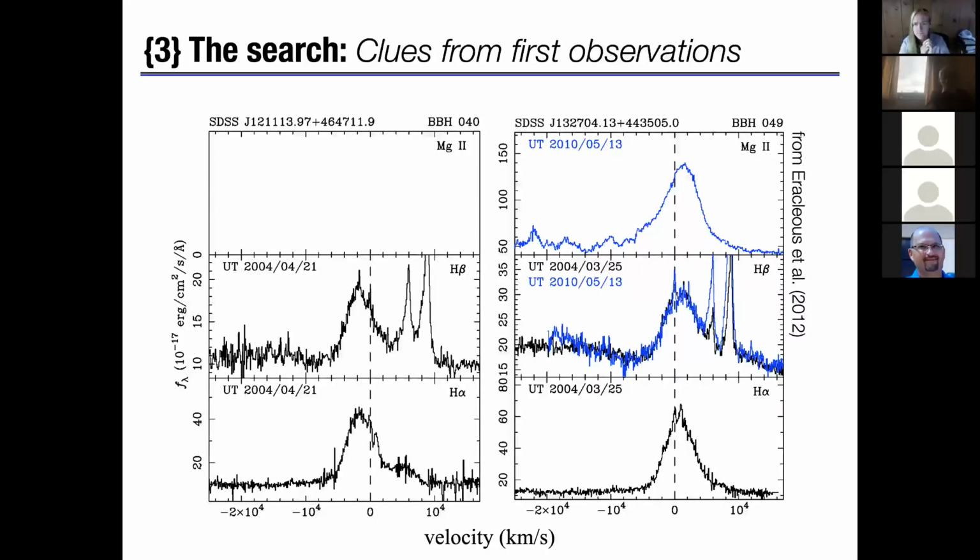Another thing you can notice is that when you see more than one emission line, they're all shifted in the same way. And that would be consistent with this bulk motion of the whole broadline region.